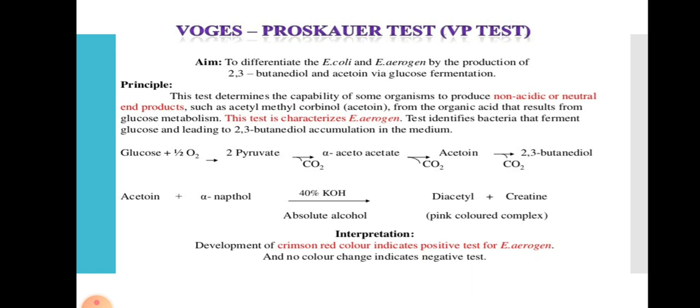Carbinol or acetoin from the organic acids that results from glucose metabolism. This test is characteristic for Enterobacter aerogenes. Test identifies bacteria that ferment glucose and lead to 2,3-butanediol accumulation in the medium.